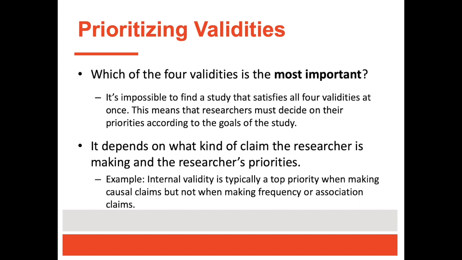So when it comes to prioritizing in your mind which one is most important, it usually depends on the type of claim. Internal validity is typically very important when it's causal, but when it's frequency or association, it's not so much. External validity is often very important with frequency and association claims. So keep that in mind as you're reading the literature: look at what claim they are making, then really interrogate that claim using these validities and decide, does this look like strong, good research, or does this look really weak and their claims are not very well supported?